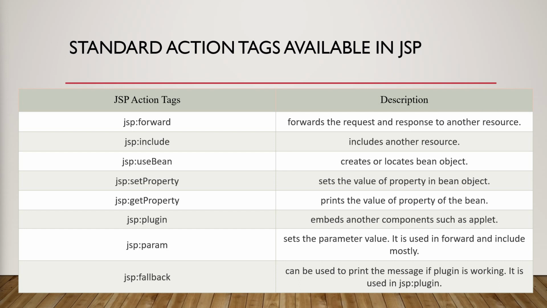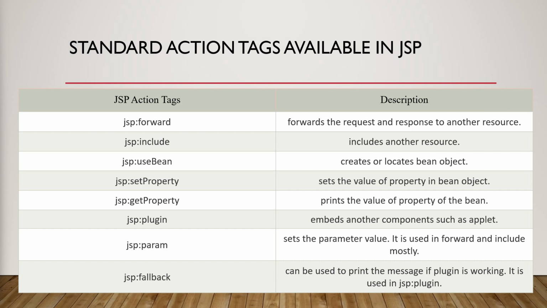We can embed another component such as an applet into our JSP, at the place where we need to insert it. And jsp:param sets parameter values, and it is mostly used with forward and include in web applications. And fallback we can use to print a message if the plugin is not working. It is used with the JSP plugin as well. And those are the main action tags that we have in JSP.